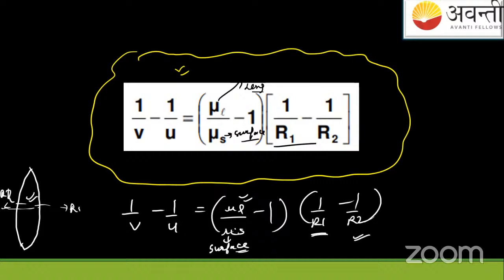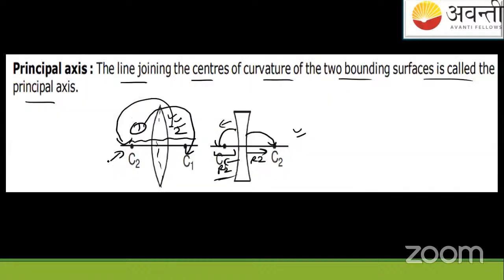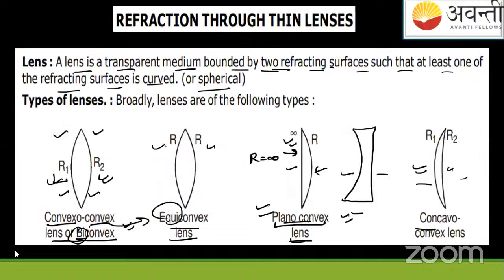Radius of curvature of the first side. Okay, see the formula, no? See the lens. This is the lens, and I'm writing the formula like this: 1 by V minus 1 by U equals 1 upon R1 minus 1 upon R2, times the refractive index of the lens inside and the surrounding medium minus 1.